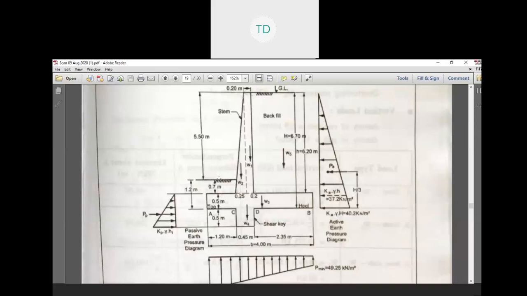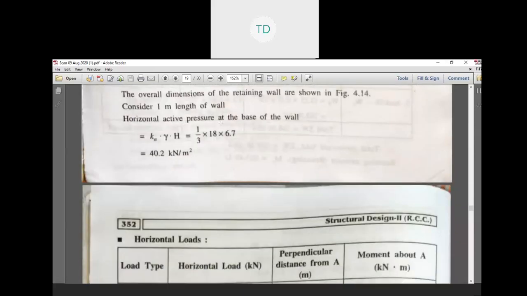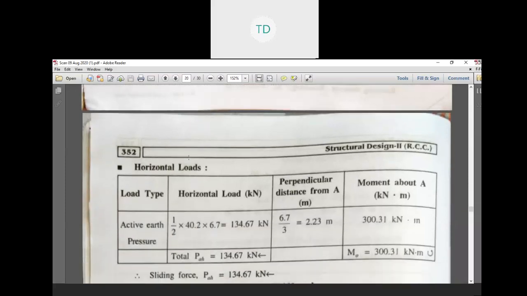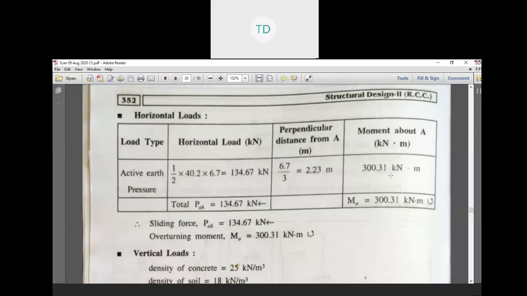After fixing all of the dimensions, we have to calculate the load condition and pressure on this retaining wall. Let us consider first the horizontal active pressure at the base of the wall, which is Ka into gamma into H, equal to 1 by 3 into 80 into 6.7, which is 40.2 kilonewton per meter. Now, horizontal loads. First, load type, horizontal load in kilonewton, perpendicular distance from A, moment about point A.